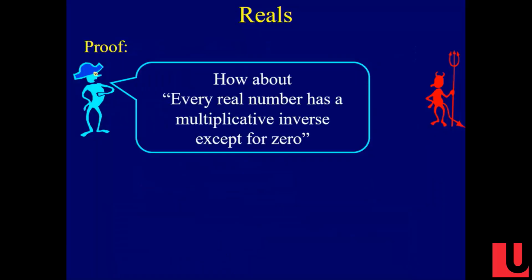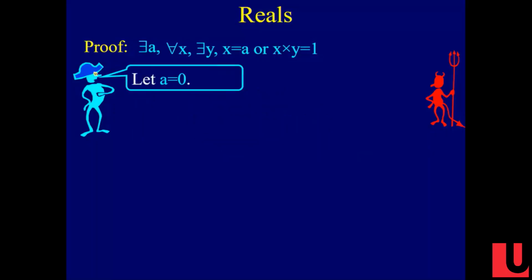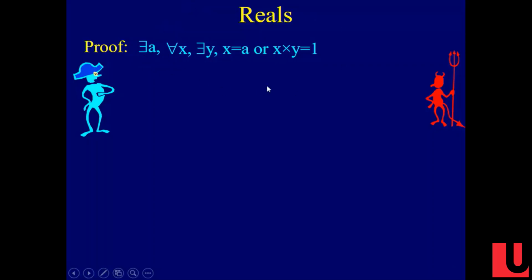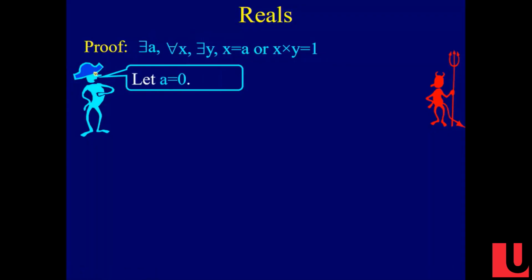And now we try to prove this guy. We have our statement up here. Let's try to prove it. This says there exists an A. And what is the A? What's the property of A? Well, it's our exception. It's our only real that doesn't have a multiplicative inverse. So there exists an A that has that property. Oh, let A be 0.